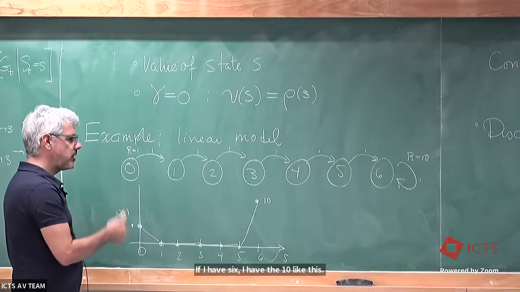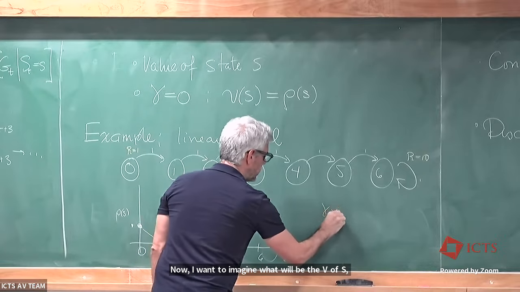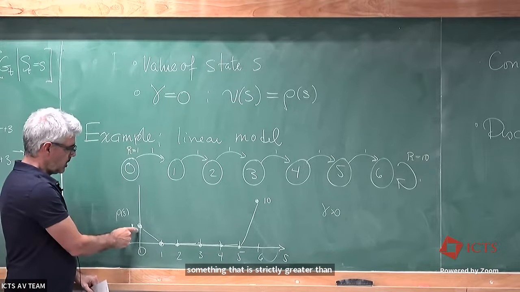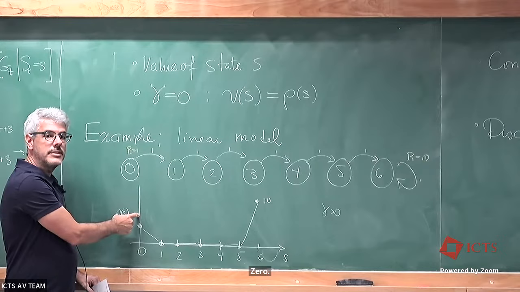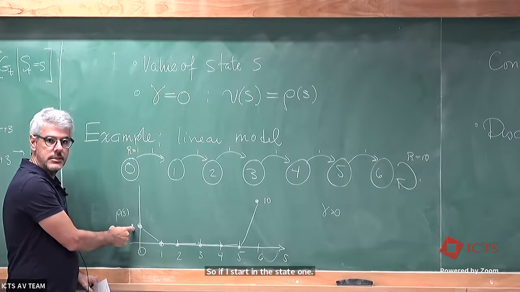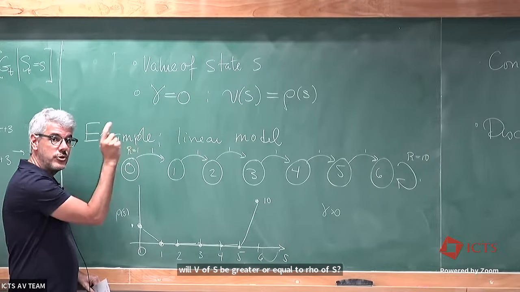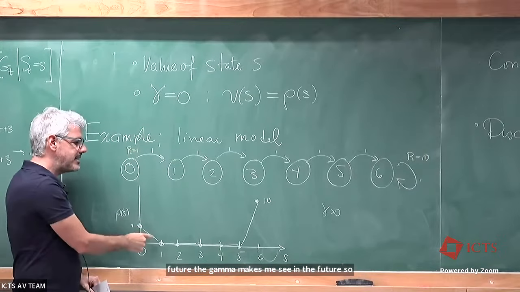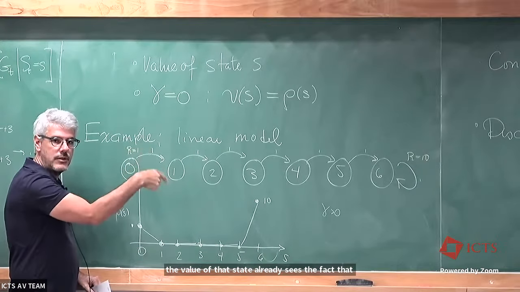Now I want to imagine what will be the V of S. But now, what's the V of S for something that's strictly greater than 0? So if I start in the state 1, will V of S be greater or equal to rho of S? It's going to be greater because I'm going to see in the future. The gamma makes me see in the future. So the value of that state already sees the fact that ultimately I'll be reaching 6 and then adding all these reward 10s in the future.